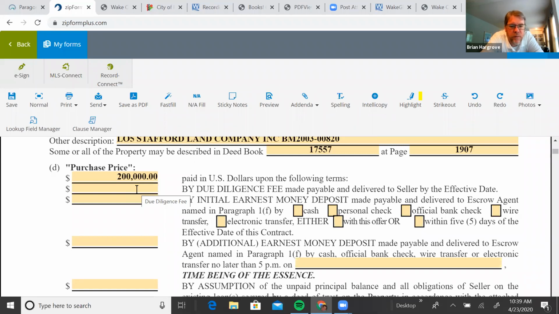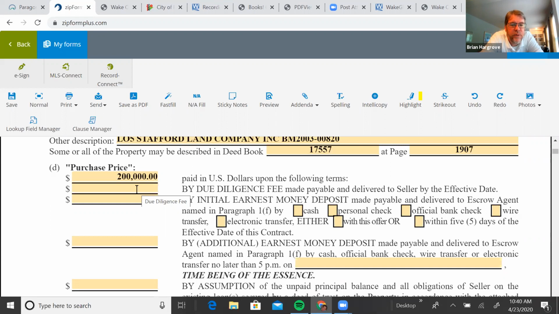But if you continue forward and close, you do get credit. It is going towards your purchase price. You do get credit for spending that money. It's not separate from the $200,000. It's part of it. All right. So is there any question about that? Due diligence is for a period of time to do your investigations. It's spent as soon as you go under contract and it's written out to the seller.